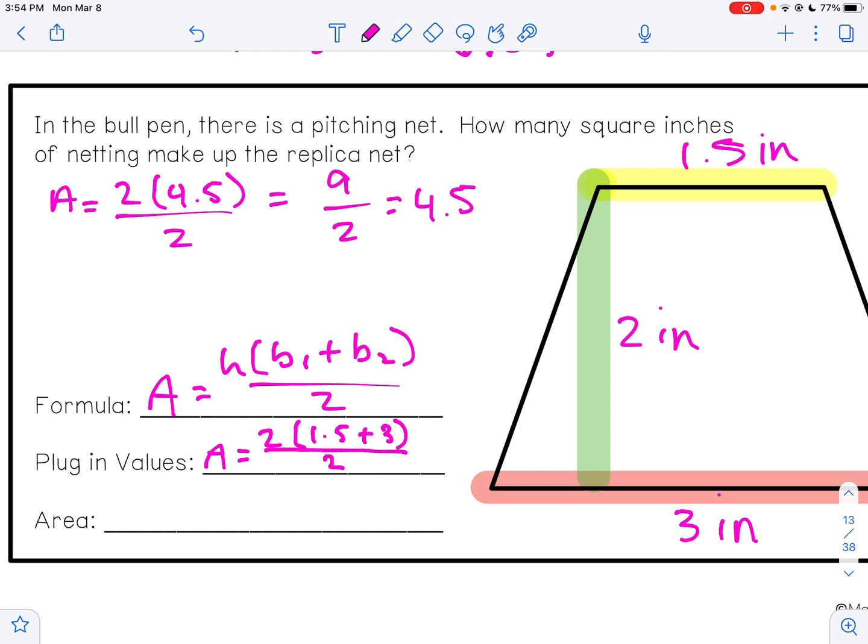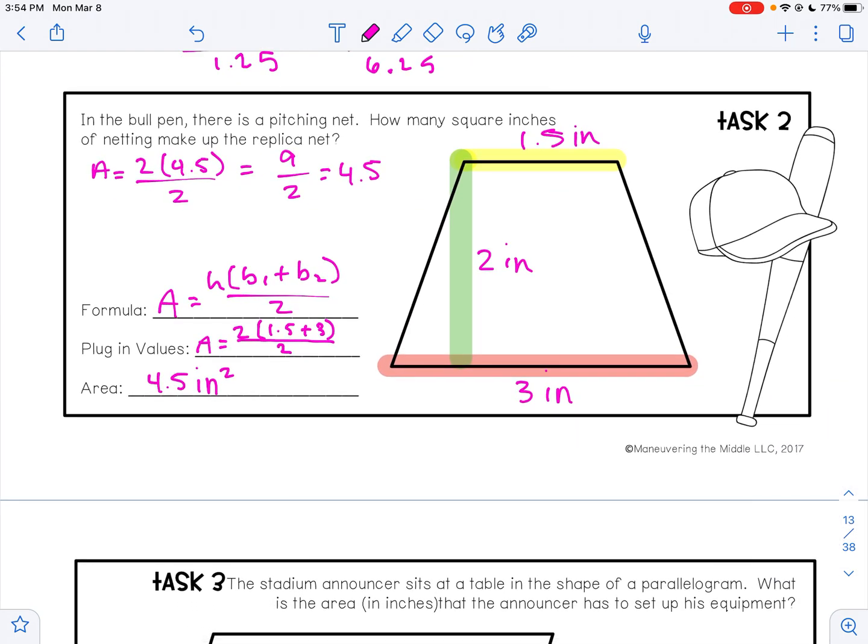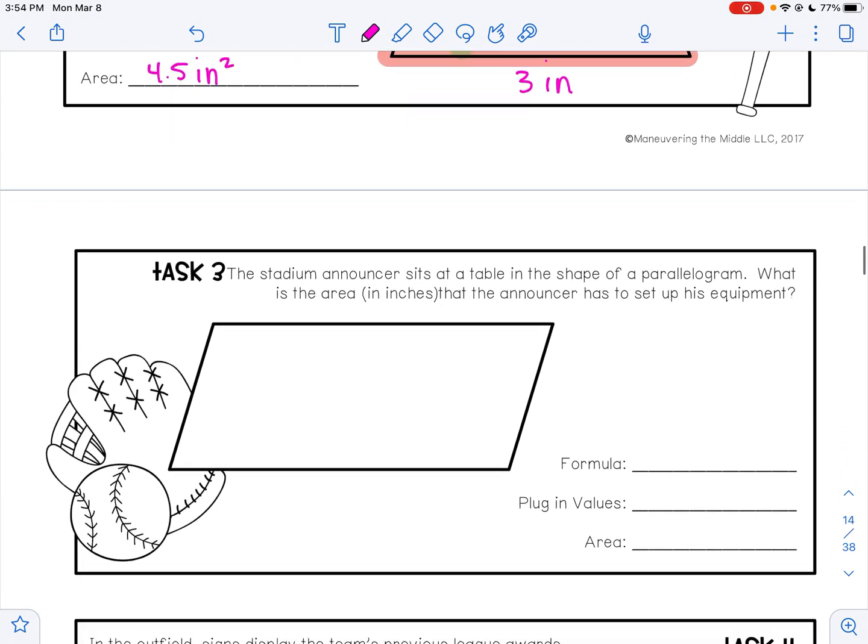So the area of the pitching net is 4.5 inches squared. Remember, anytime we're talking about area, it's inches squared. So go ahead and you can pause and finish writing if you need that opportunity. If you're ready, go ahead and flip on over to the back.